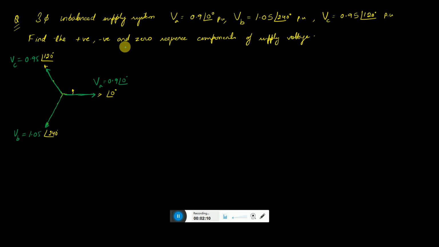The question asks us to find the positive, negative and zero sequence components of this voltage. What are these? Let me tell you that any three-phase voltage can be resolved into a positive sequence, where VA is here, VB will be here and VC will be here. When the motion is anti-clockwise, it comes like this: first VA, then VB, then VC. That is a positive sequence.